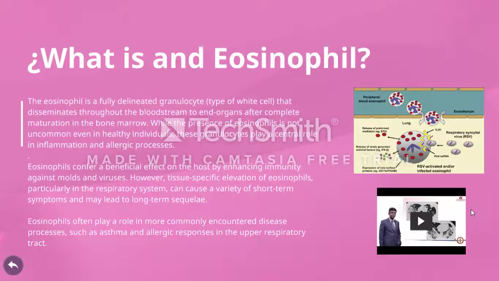So, what is an eosinophil? The eosinophil is a fully delineated granulocyte type of white cell that disseminates throughout the bloodstream to end organs after complete maturation in the bone marrow. While the presence of eosinophils is not uncommon, even in healthy individuals, these granulocytes play a central role in inflammation and allergic processes. Eosinophils confer a beneficial effect on the host by enhancing immunity against molds and viruses. However, tissue-specific elevation of eosinophils, particularly in the respiratory system, can cause a variety of short-term symptoms and may lead to long-term sequelae. Eosinophils often play a role in more commonly encountered disease processes, such as asthma and allergic responses in the upper respiratory tract.